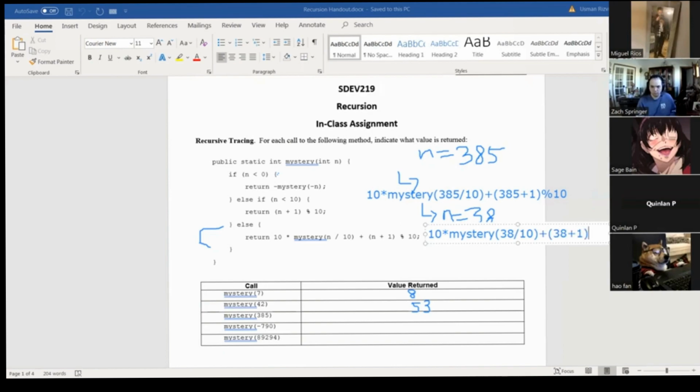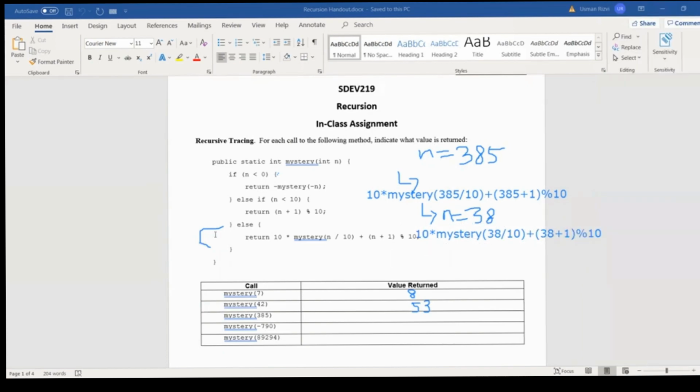So now we have an unknown again, so we're going to call recursive again. What would be the value of n at this level? 3. n equals 3. And when n equals 3, we're calling this function again. Is the first one true? Not true. Is the second one true? Yes, 3 is less than 10.